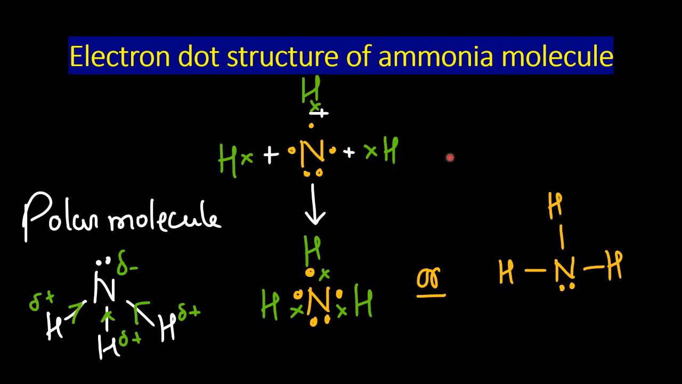Ammonia is again a polar molecule. Nitrogen has 5 electrons, hydrogen 1, 1, 1. So there will be one lone pair of electrons left on nitrogen. And this is again a polar molecule. This is the structure of ammonia. So nitrogen will have a slight negative charge, and all the hydrogens will have slight positive charge.